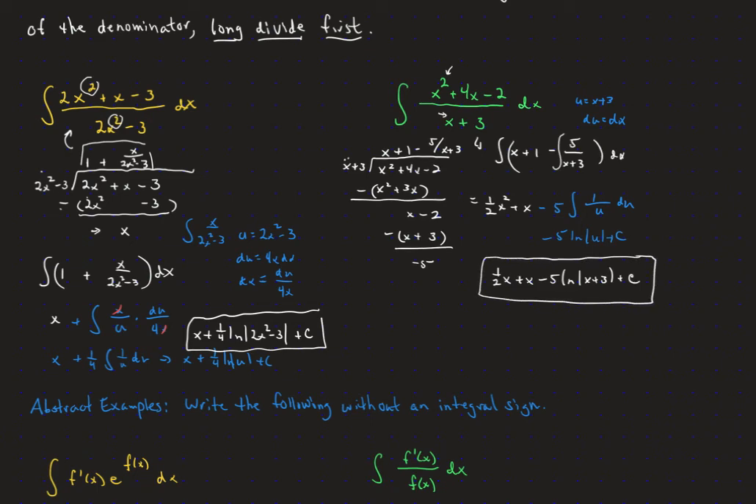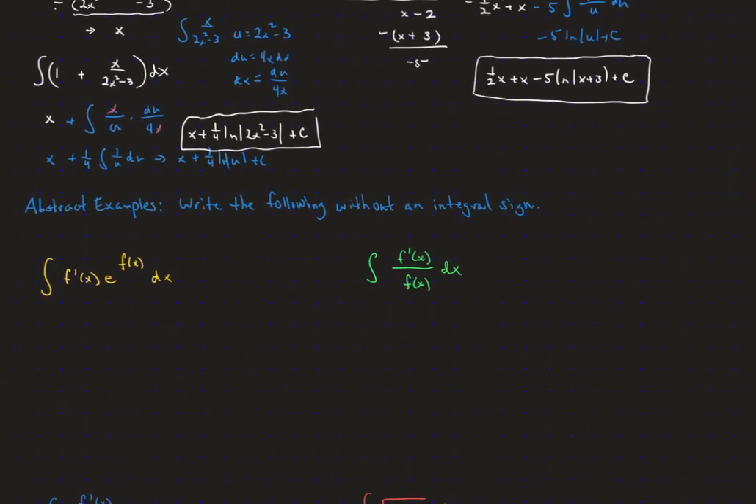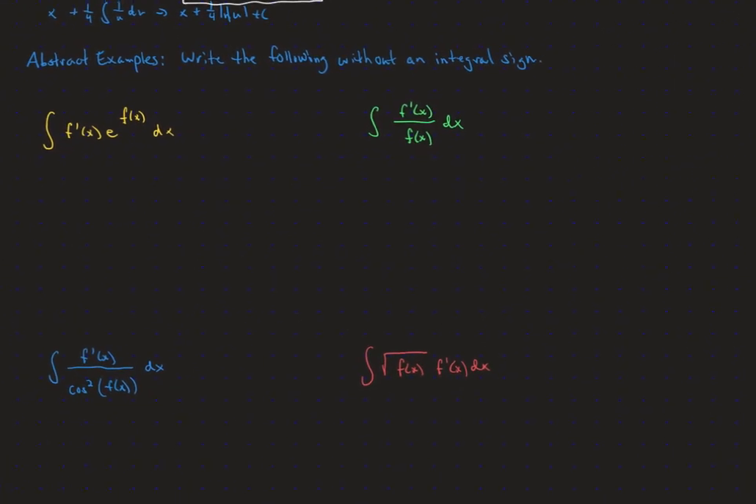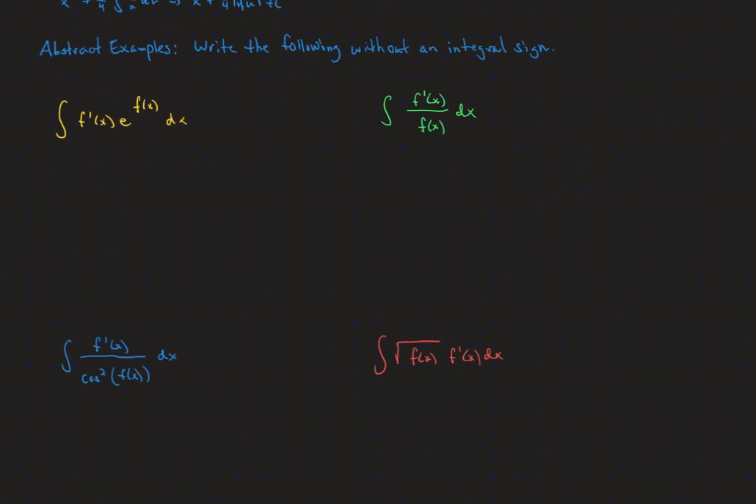Okay. So these now are kind of abstract examples here. So we don't see really the functions, just kind of a symbolic representation of those. So the idea is you can conceptualize this like we have been. So we can say that the inside function is going to be this f of x right here.